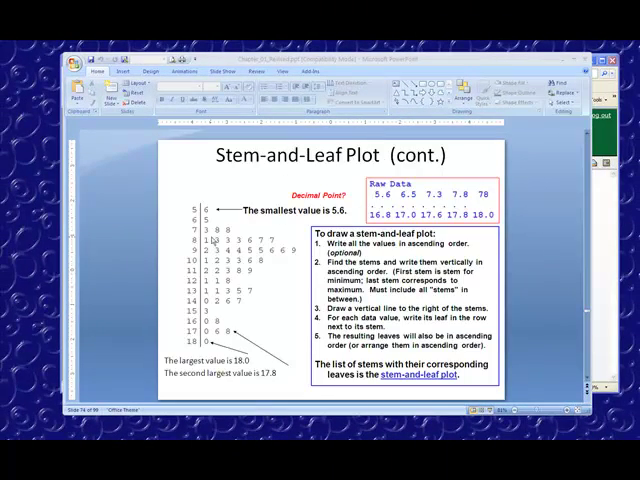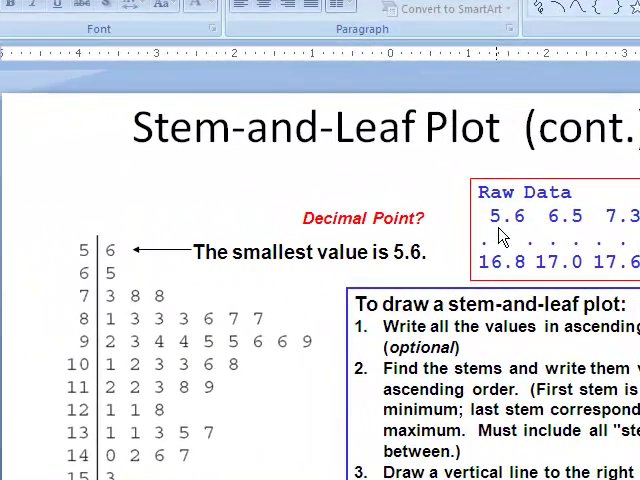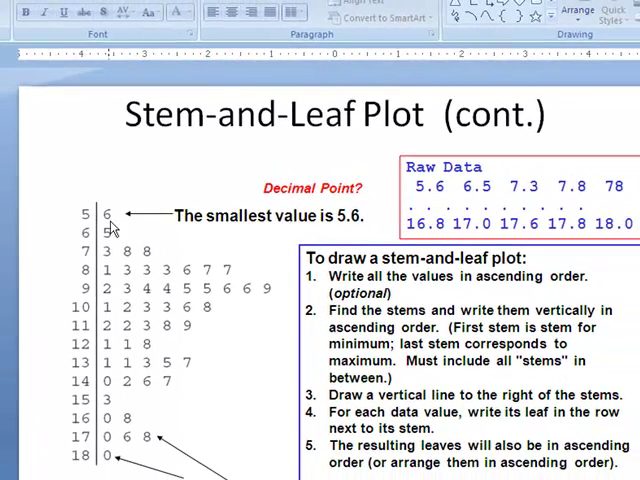Let's look at the raw data. 5.6, 6.5, 7.3, 7.8, that should be 7.8, excuse me for that. And then there's the remainder of the data. Look how we would input our stem and leaf. Somehow you have to let somebody know that your leaves are the tenths place. So 5.6 would be represented as 5 as my stem and my leaf being 6.